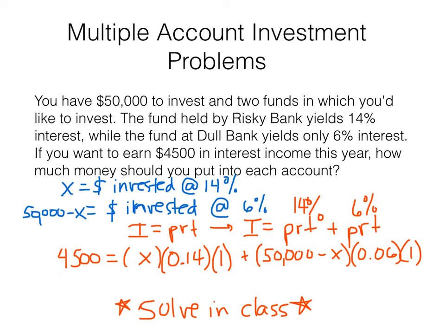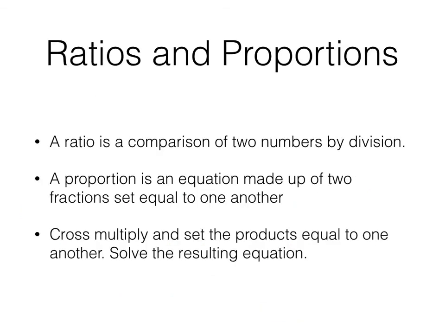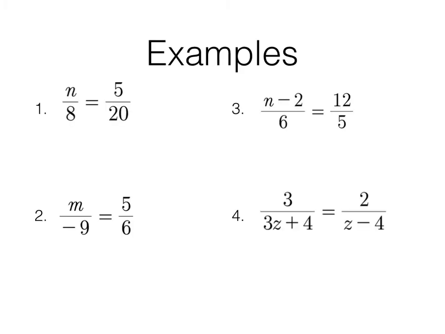Let's look at some ratios and proportions. All right, a ratio is a comparison of 2 numbers by division. That's the fraction bar is the division. A proportion, you'll recall, is an equation made up of 2 fractions set equal to one another. In order to solve a proportion, you're going to cross multiply, set the products equal to one another. That's where most kids get confused on proportions. And then you'll solve the resulting equation. Practice with these. If you're good and you know how to do this, pause it, try them, and then come back. But for right now, I'm going to go ahead and write it all the way out.